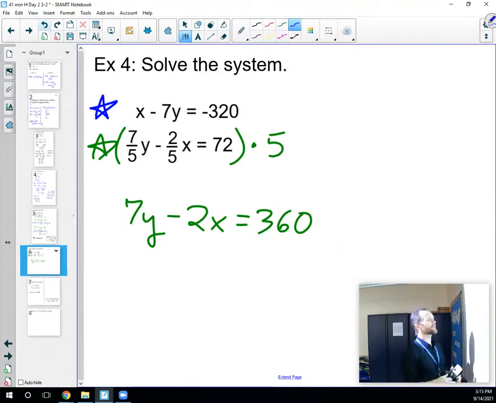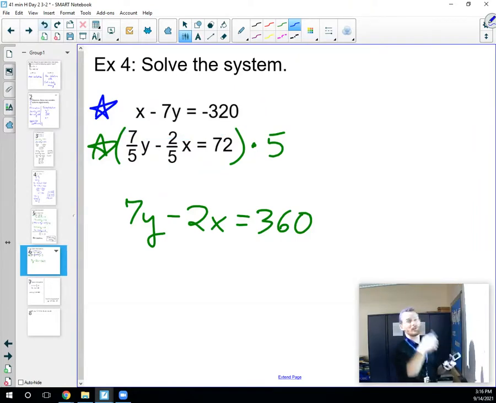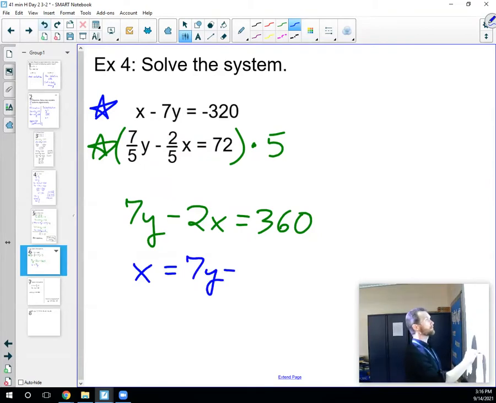Now, before I do anything with the blue, let's think about this. We've got either substitution or elimination. I actually think either method would be perfectly fine here. I'm going to show you substitution just so I'm giving you a mix. I don't want to do just a bunch of elimination in this lesson. So if I were going to use substitution, I would definitely get the x in the blue equation by itself, because all we have to do there is add 7y. So when we add 7y, the blue equation becomes x equals 7y minus 320.